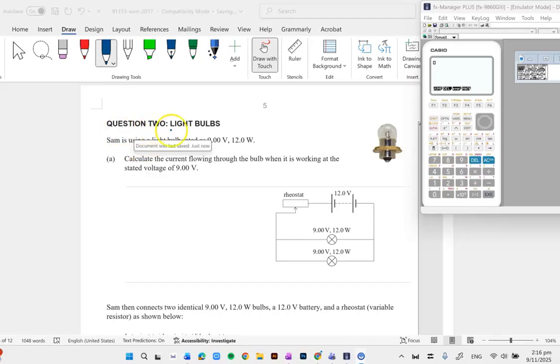So, question 2, light bulbs. Sam is using a light bulb rated this. Calculate the current flowing through the bulb when it is working at the stated voltage of 9 volts.